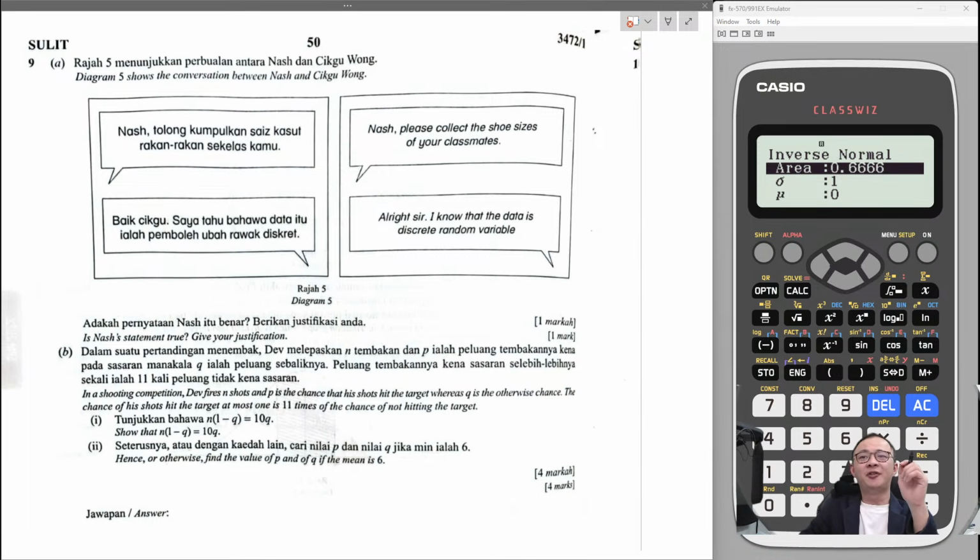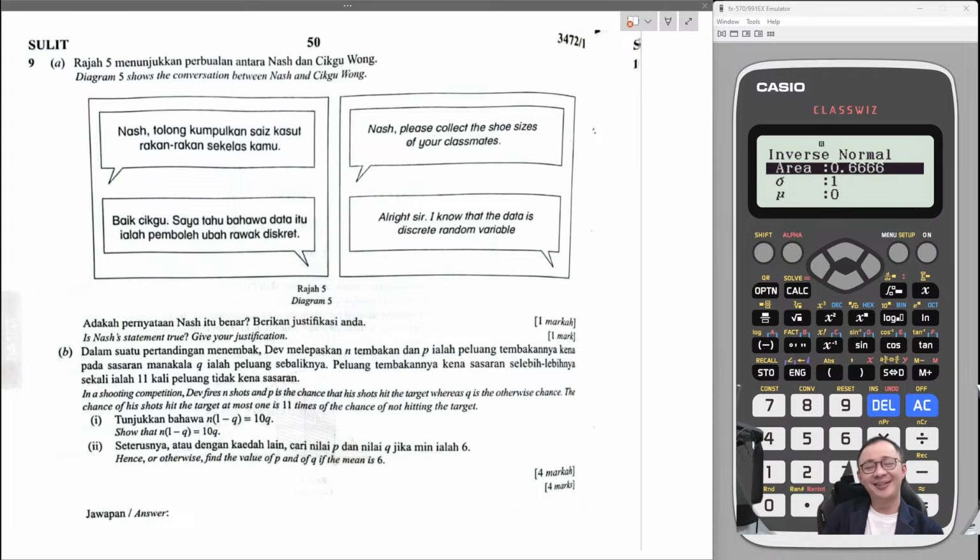Alright, for this question, Diagram 5 shows a conversation between Nas and Jaku Wong. Nas, please collect the shoe size of your classmates. Alright, sir, I know the data is a discrete random variable. Is the statement true? Give your justification.